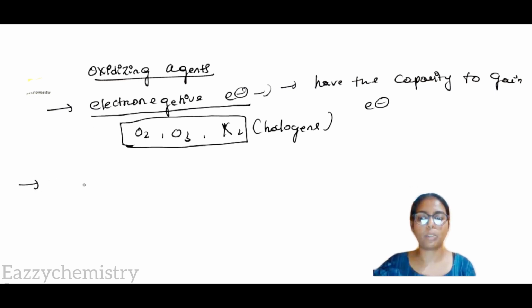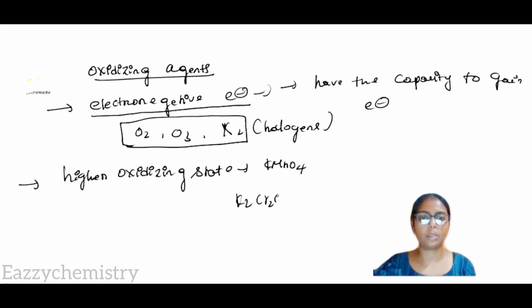And if you look at the compounds containing an element that has a higher oxidation state, for example KMnO4, K2Cr2O7, and HNO3, these act as oxidizing agents.